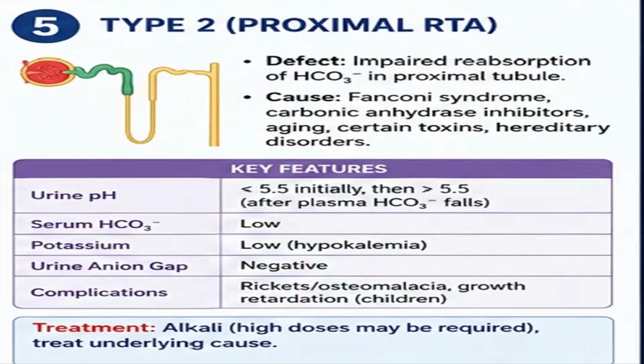Now, proximal RTA occurs when the proximal tubule cannot adequately reabsorb bicarbonate. Initially, bicarbonate is lost in the urine, but as bicarbonate falls, the urine may become acidic again. Causes include Fanconi syndrome, certain medications, and inherited disorders. Patients may develop rickets, osteomalacia, or growth retardation. Treatment requires bicarbonate supplementation and management of the underlying cause.